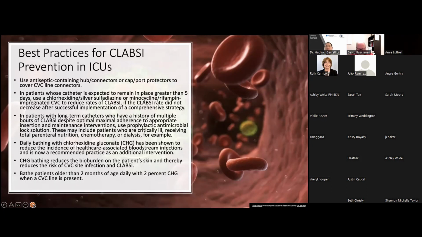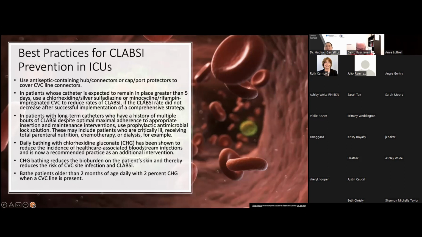One of the other areas related to CLABSIs in particular is, should I be using things that are going to reduce my risk of infection even further, or are they even necessary? My whole rule of thumb is to do the most basic things first, right? That's always been my practice, because there's no need in doing advanced things unless you have really exhausted all of the more elementary components of infection prevention.